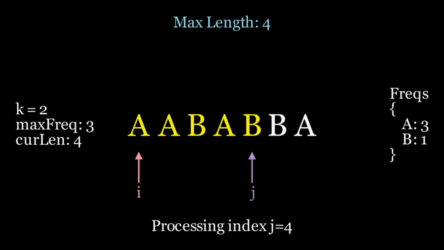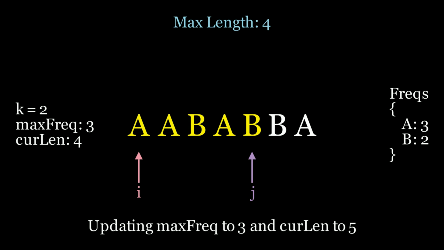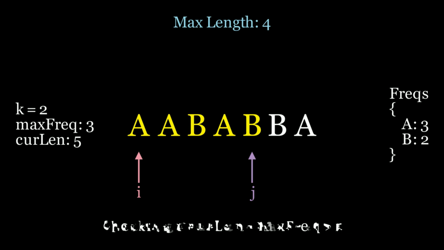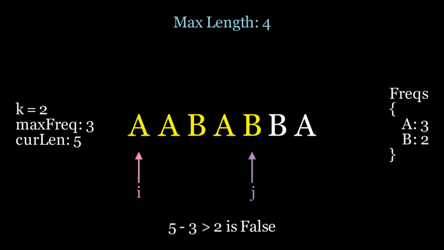Now we move along. We're going to process another B. So in this case, let's increment that to 2. We're going to update max frequency to 3 and update curLen to 5. Now we're going to check. What's my curLen minus max frequency? Well, it's 2. Is 2 greater than 2? No, it's not. So we could keep this current substring.